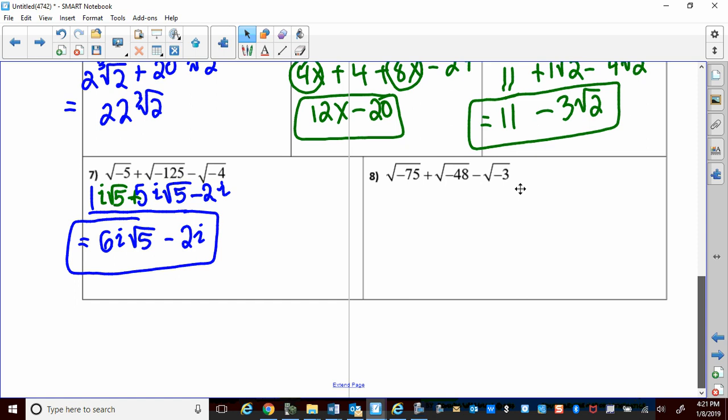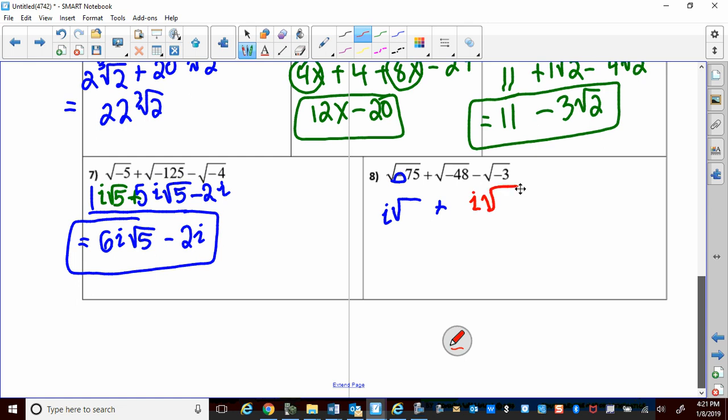So first we need the square root of negative 75. This is a negative. It produces an i on the outside. On the inside, I'm going to get something else. Over here, for the next one, I'm going to produce an i on the outside. On the inside, I'm going to have something else. And for the last one, the negative, so it says minus, I'm going to have an i on the outside, and that 3 is prime, and it just stays inside. Okay?